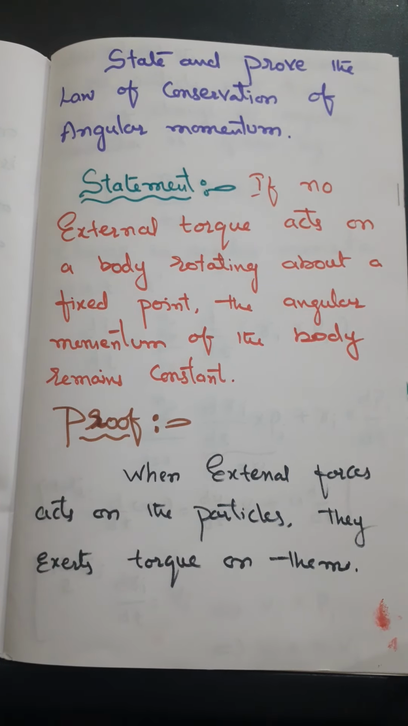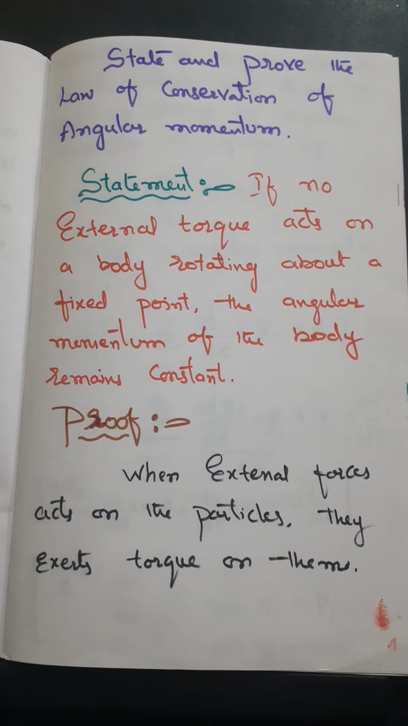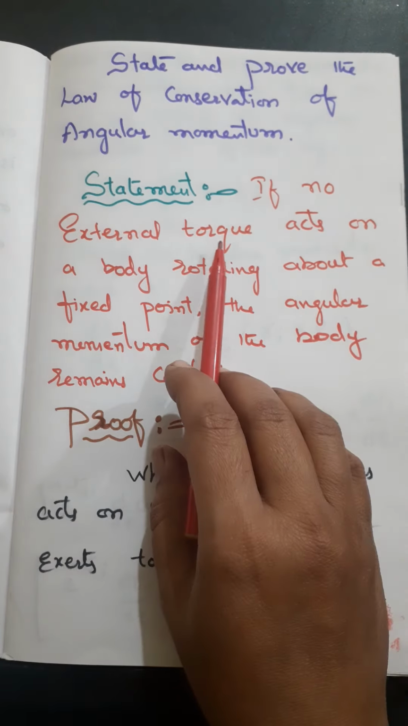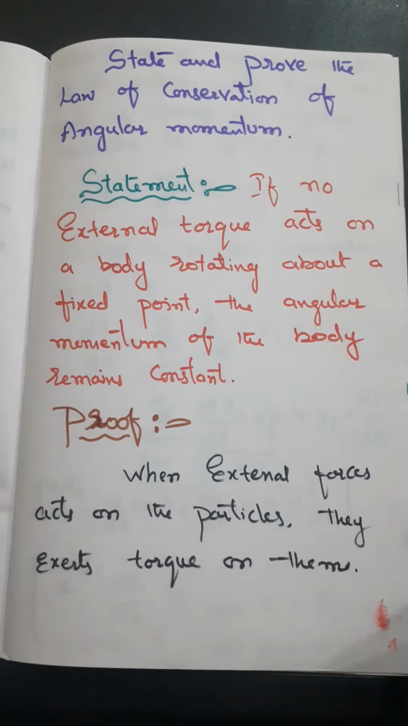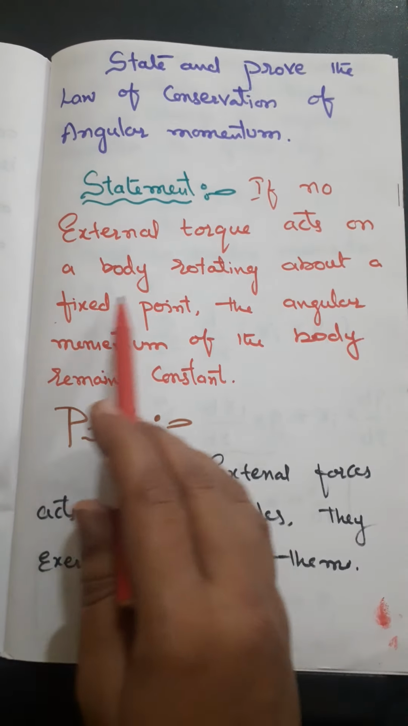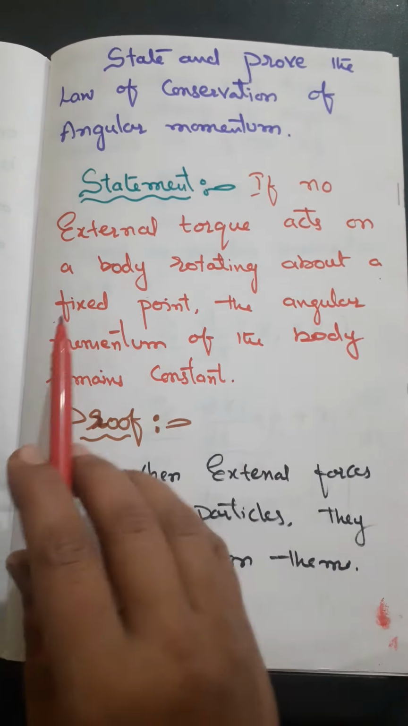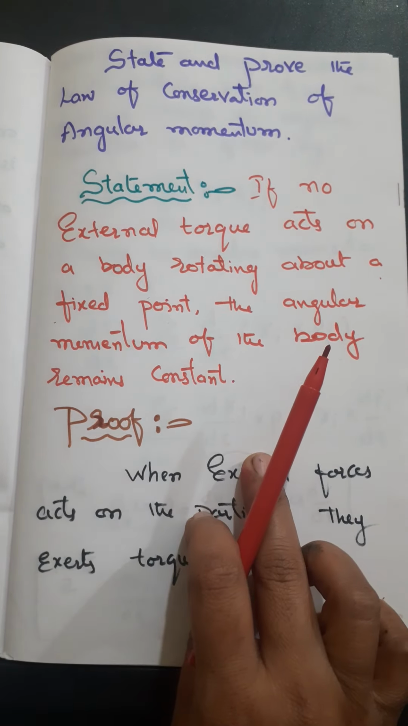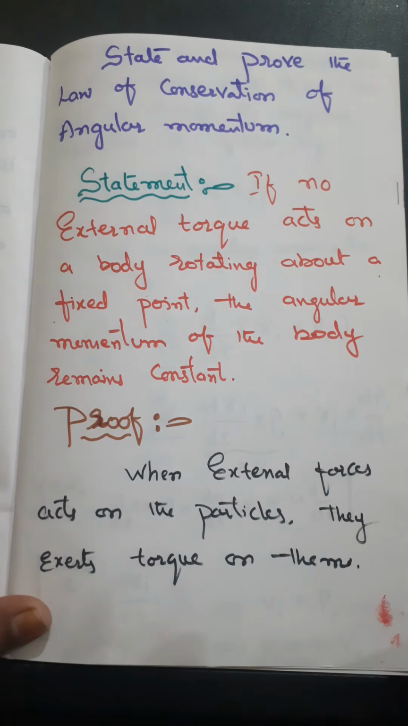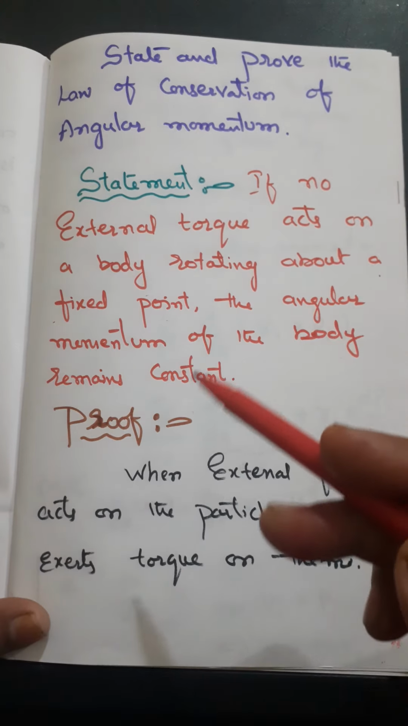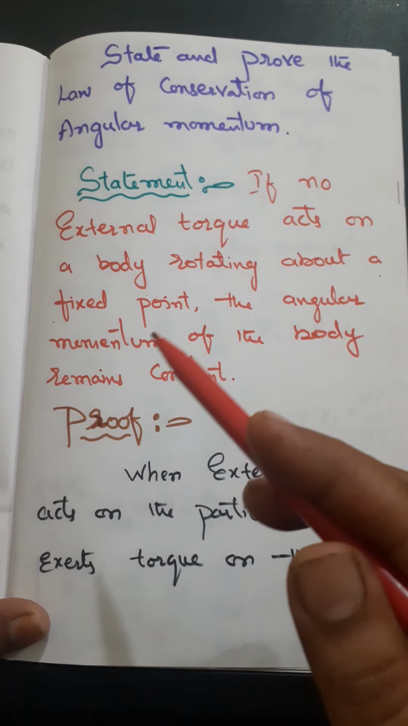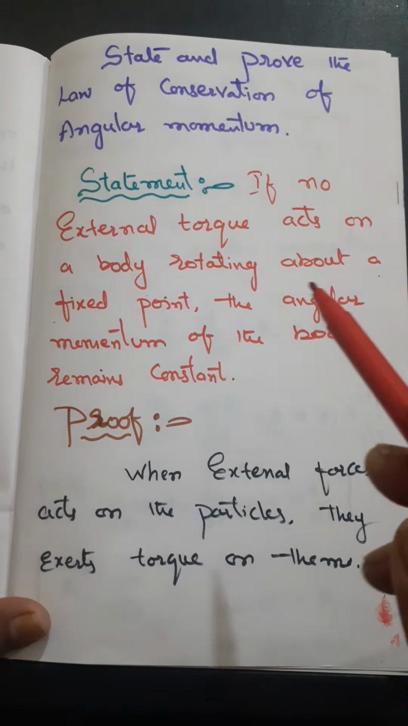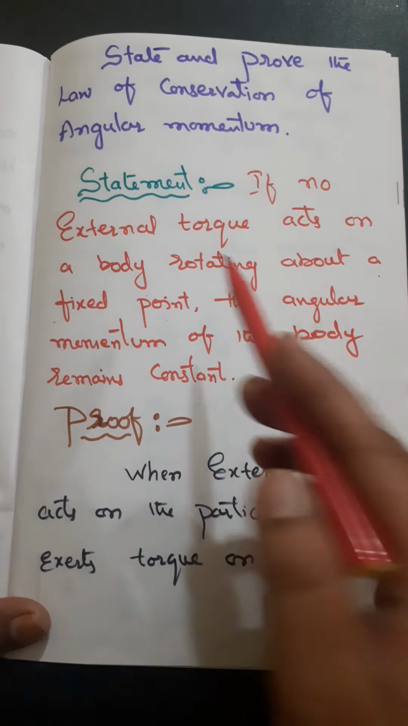Next, come to the point: what is the law of conservation of angular momentum? The law says this: if no external force or external torque acts on a body which is rotating about a fixed point, the angular momentum of the body remains constant. When the body is moving linearly, we simply call it a force. When the body is rotating around a fixed position, we introduce a new term, called the torque.